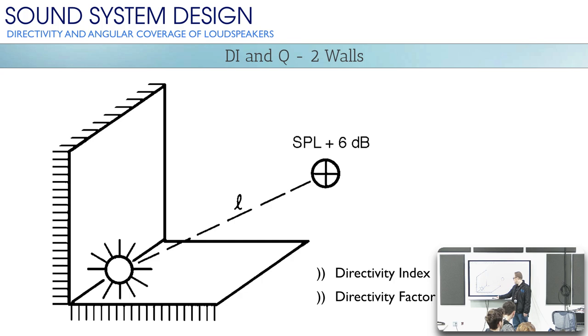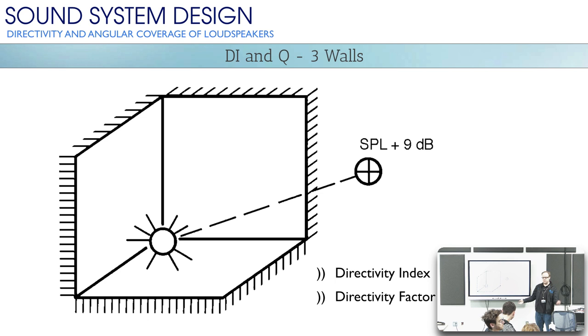So what if I add another wall? Now we're folding this sound on top of itself 3 times. And so in the direction where it is allowed to propagate, we have a 9 dB increase, which would be a directivity index of 9 dB, or a directivity factor of 8, a Q of 8, because it's an 8-to-1 ratio now. You understand why it's 8? Yep, 2 to 4 to 8. We've doubled it 3 times.